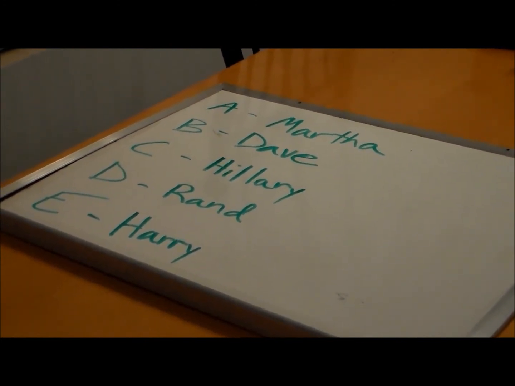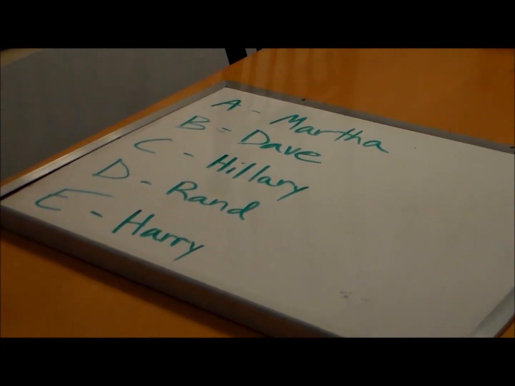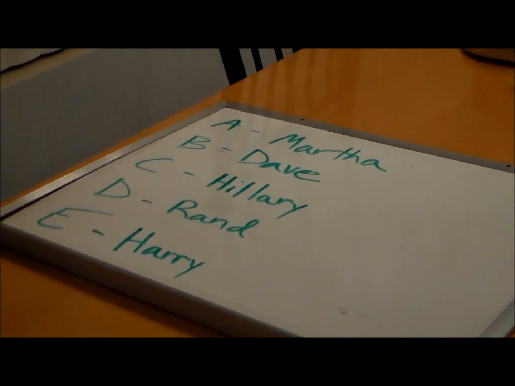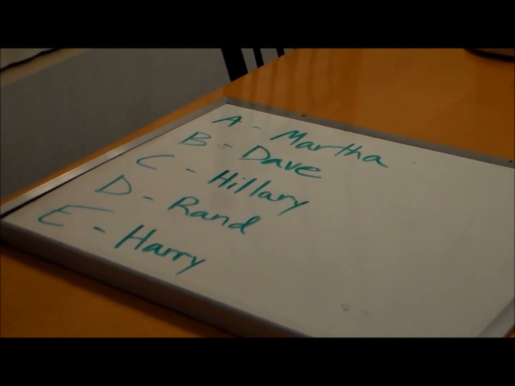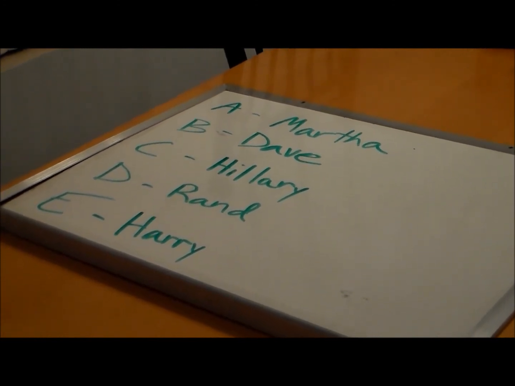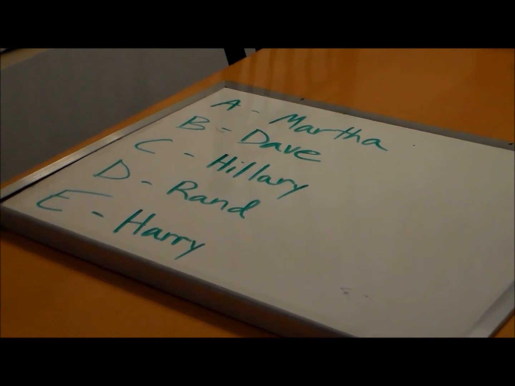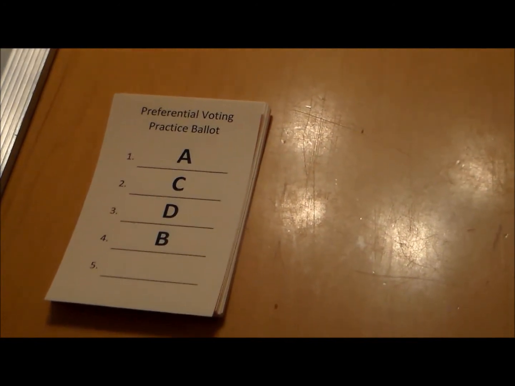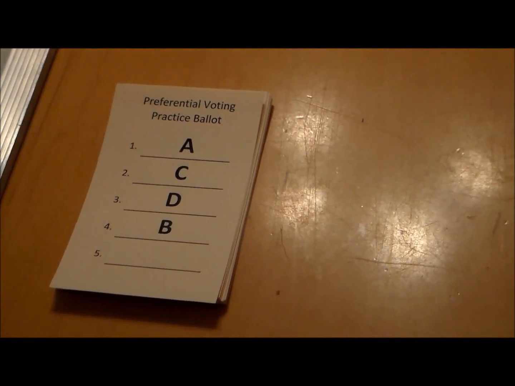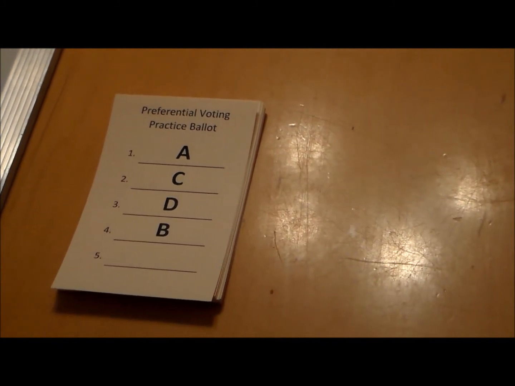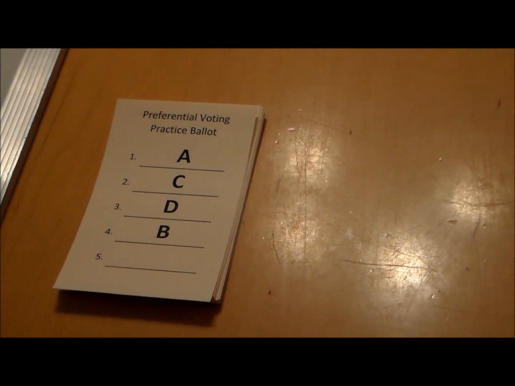So all you need to do is list A, B, C, D, E, however many candidates there are. You list a letter of the alphabet and write their name next to it. And then on the actual ballot, when people are ready to vote, all they do is, in order of preference, simply list the letter of the person they would like as their number 1 option, their number 2 option, number 3 option, and so forth. They just list the candidates in order of preference.